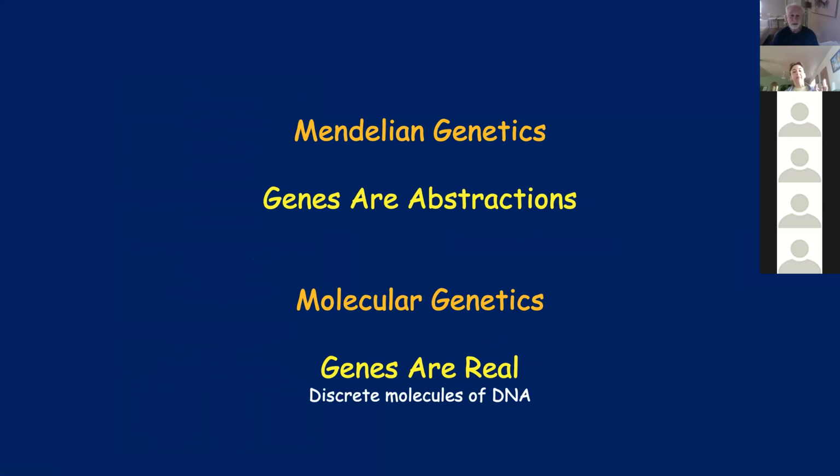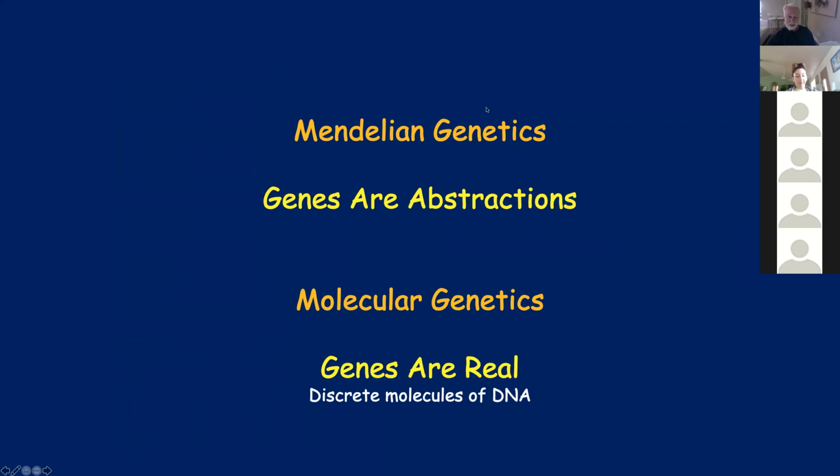So I've got on this slide Mendelian genetics and molecular genetics. The essential difference, or one way that you can think about the difference, is that in Mendelian genetics, genes are abstractions.